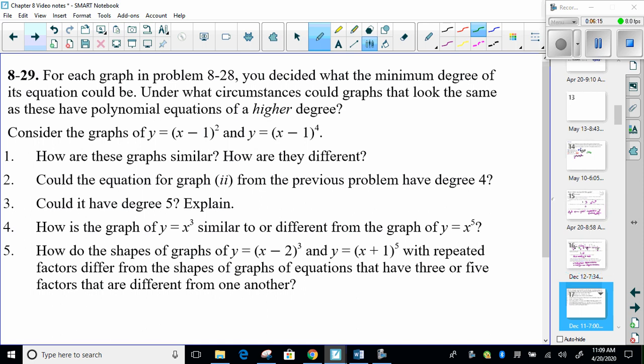So consider the graphs of y equals (x minus 1) squared and y equals (x minus 1) to the fourth. How are they similar? How are they different? Take a moment and pause the video and go ahead and put these into your calculator so that you can see these.